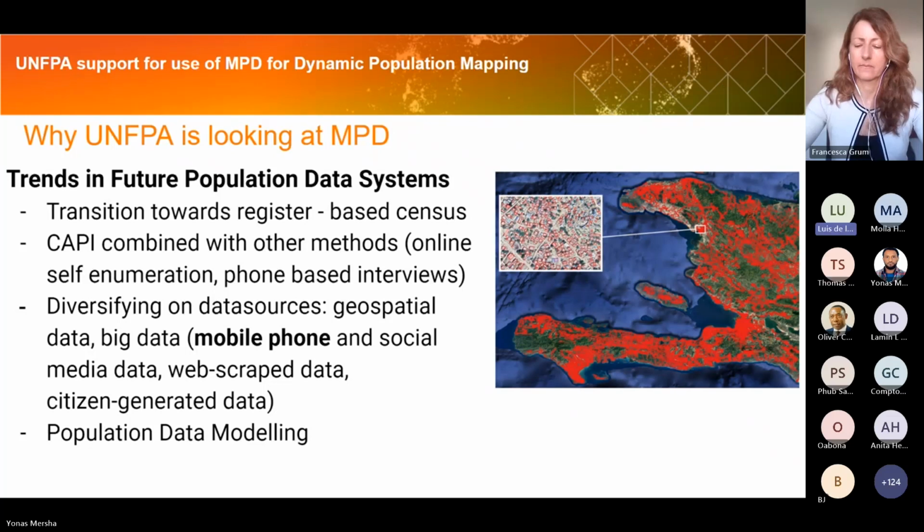Second one, CAPI combined with other methodologies such as online self-enumeration, phone interviews, etc. Then, something we are currently carrying out is diversifying the data sources, such as geospatial data to model the spatial population, or also to model other indicators, use of big data, mobile phone, social media, or web scrape data, as well as, as I mentioned before, population data modeling in order to improve and complete those censuses where we have found issues with coverage. Even if we have covered all the households, in many cases we are finding population undercounts because not all the members of the household have been properly interviewed, etc. Please, next.